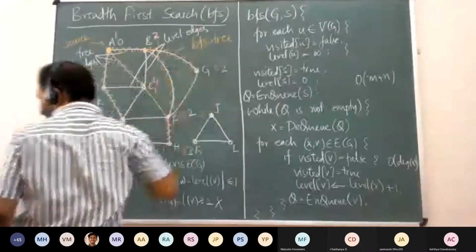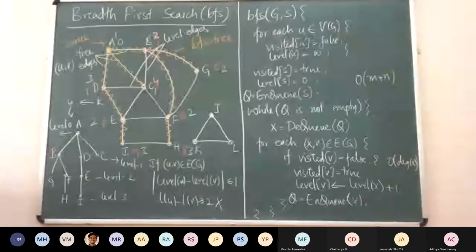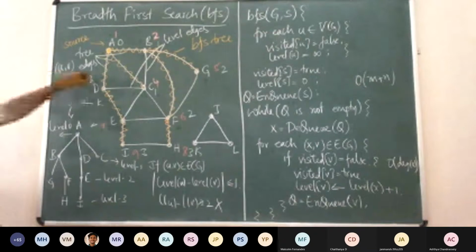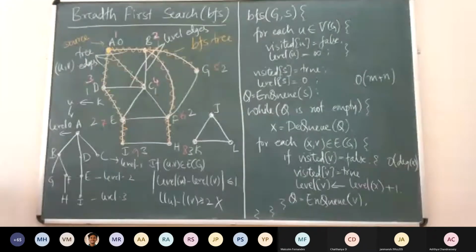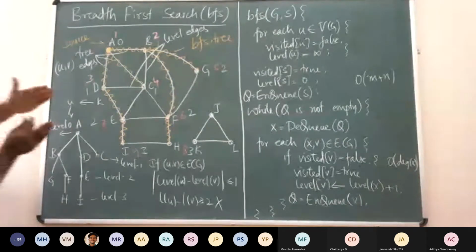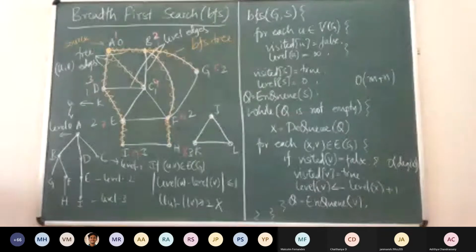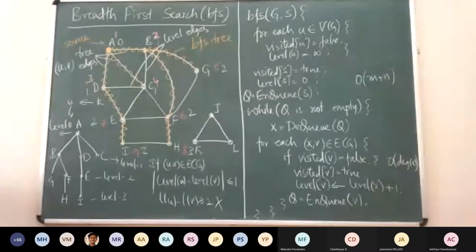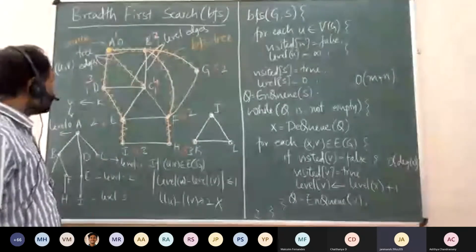Just to use them later, we have the tree edges, we have the level edges, and there are other edges, the rest of the edges. We don't worry about all the other edges. They are going between two adjacent levels. So these are the rest of the edges. Okay, good. The level difference of any edge is at most 1. That's nice.